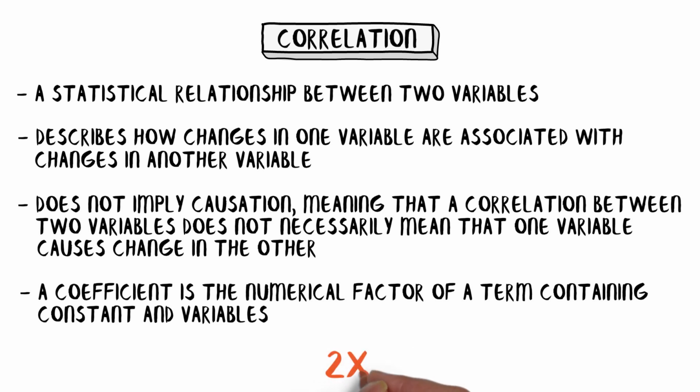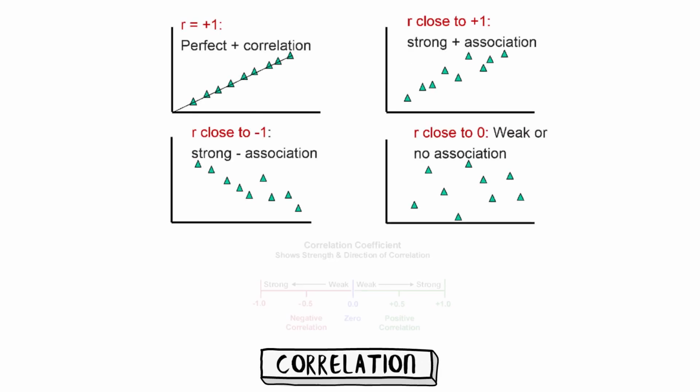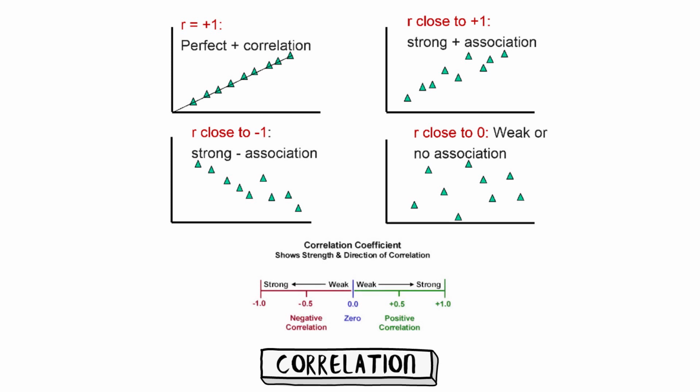For example, in the term 2x, 2 is the coefficient. X would be the variable. The correlation coefficient is a numerical measure that quantifies the strength and direction of the relationship between two variables. It provides a standardized value that ranges between -1 and +1.